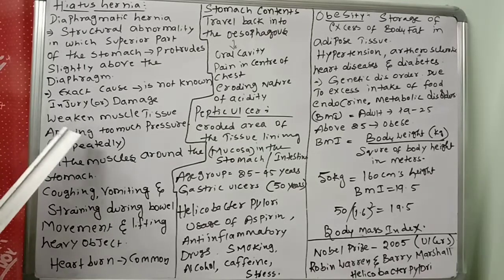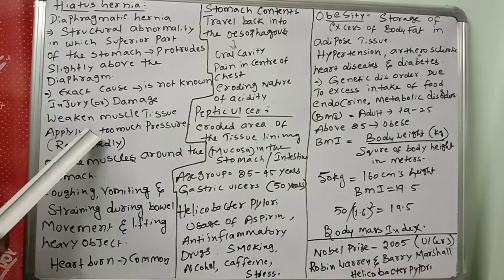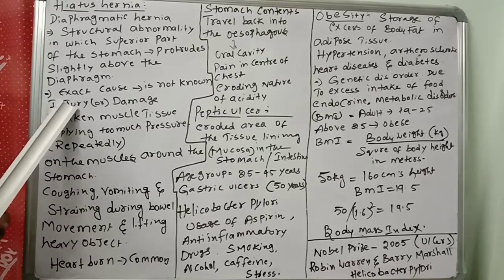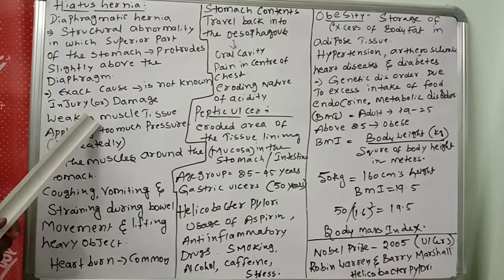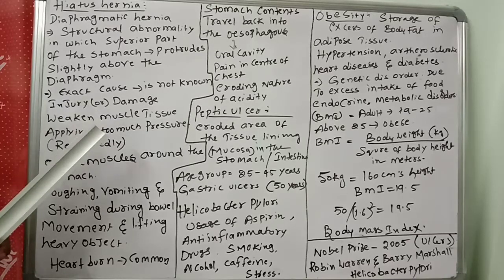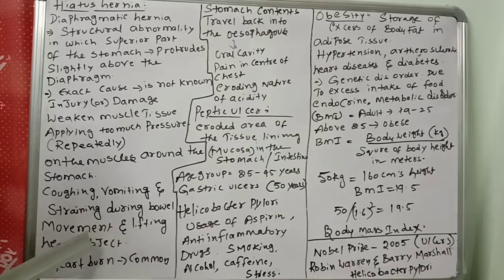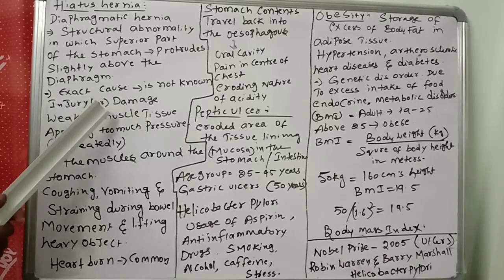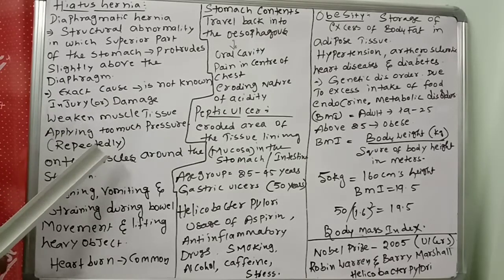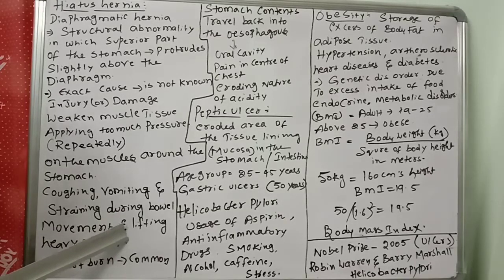Muscle tissues weaken by applying too much pressure repeatedly on the stomach muscles. So injury or damage may weaken muscle tissues, or too much pressure is repeatedly applied on the muscles around the stomach while coughing, vomiting, straining during bowel movement, and lifting heavy objects. So these are the main reasons.